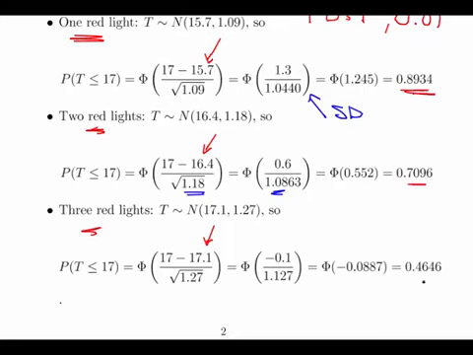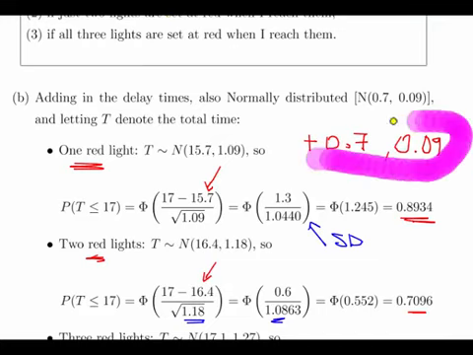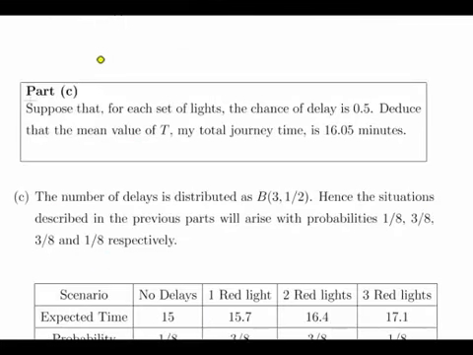Essentially the trick there really is adding the mean and variance for each red light encountered in each of the 3 scenarios, and then z-score and then probability. Now, suppose that for each red light, the chance of delay is 0.5. Deduce that the mean value of t, my total journey time, is 16.04. This one is where you have to use all of your statistical knowledge.